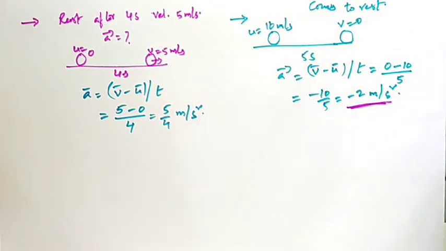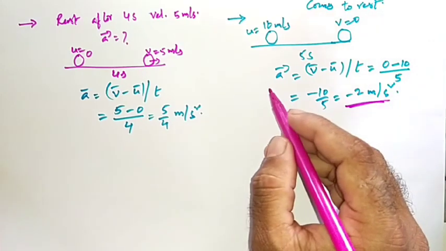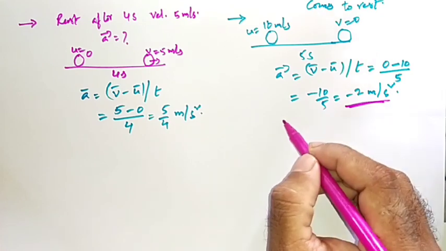You got acceleration value negative, means minus 2 meter per second square. Okay, acceleration is minus 2. Is it accelerating or retarding? It's retarding.